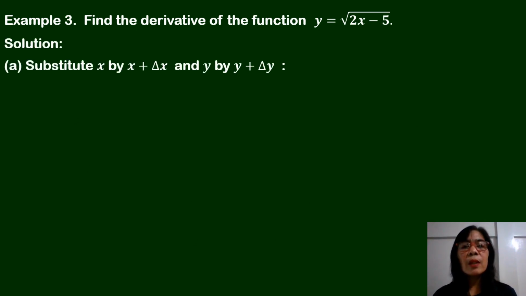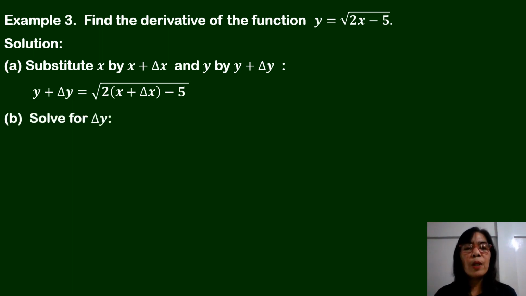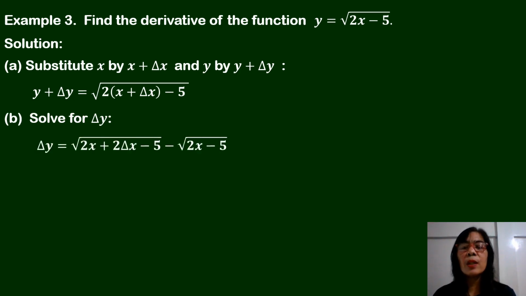So we start our solution by again substituting x by x plus delta x and y by y plus delta y. We have now y plus delta y is equal to the square root of 2 times x plus delta x minus 5. The second step is to solve for delta y. So we transpose y to the right side and substitute its value by the given function y is equal to square root of 2x minus 5.